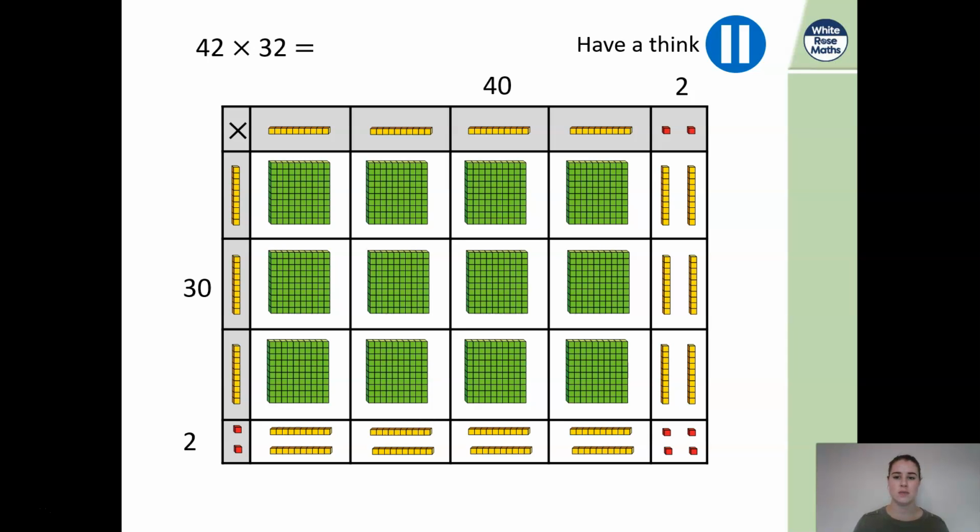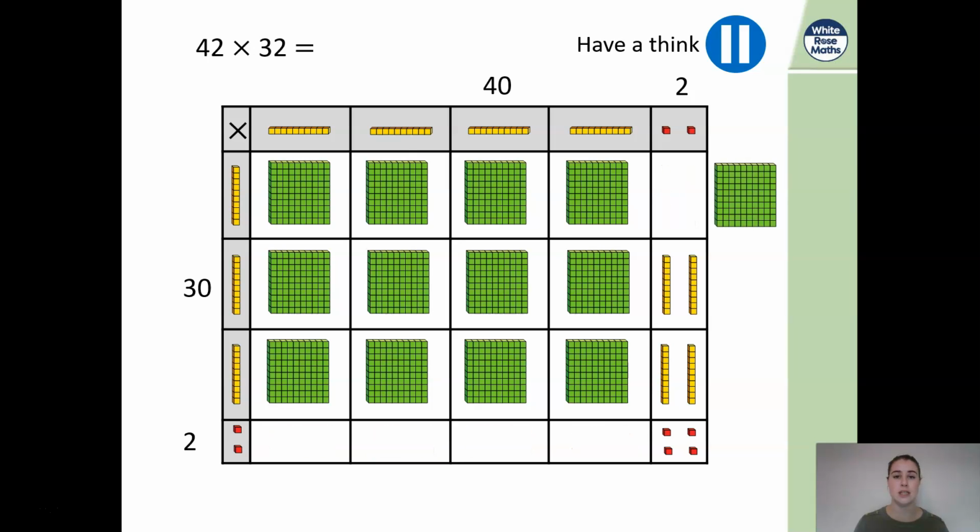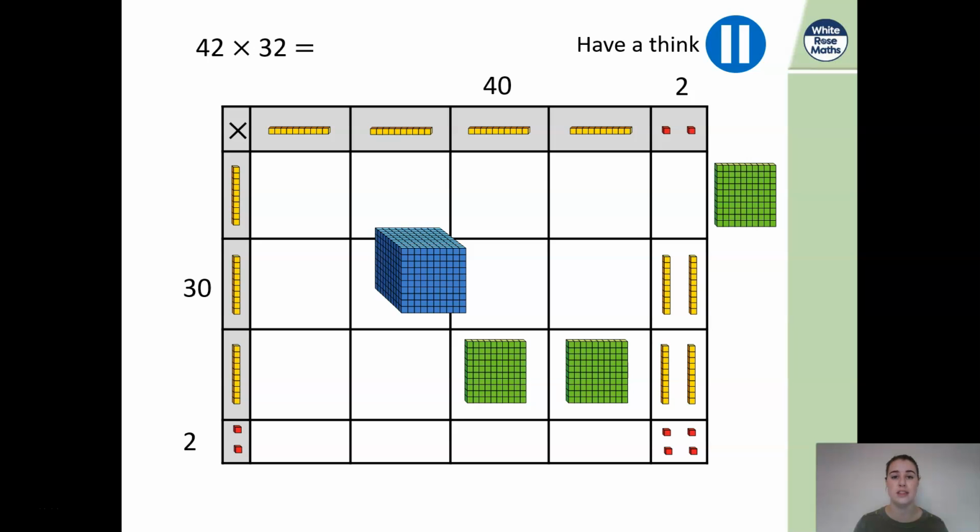So let's exchange some of our 10s. We can exchange 10 of our 10s for an additional 100. Now I don't need to exchange any of the 1s, and there's no more 10s for me to exchange. However, I now have 1300, so I have too many. So I know that I can exchange 10 of those hundreds for 1000.